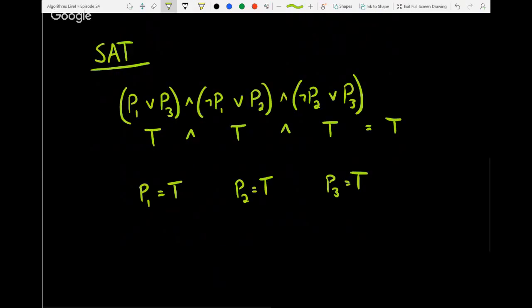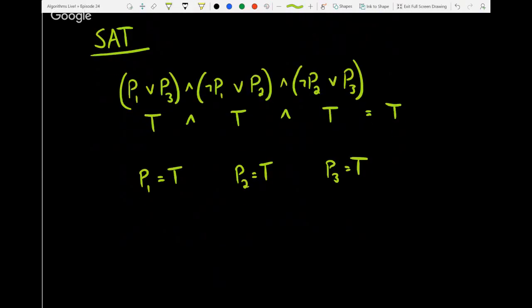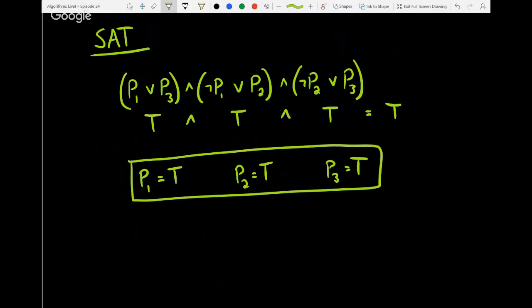So that's how you can just work one of these equations. So one of the satisfying assignments to that compound proposition is just set everything to true. We could have just as easily set P1 to be false. You can play around with that and we'll still get the exact same truth value here. So there can be multiple solutions that exist and that's perfectly fine.